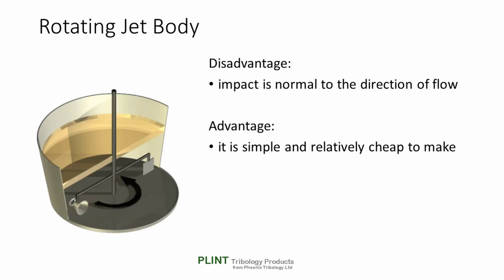The rotating jet body erosion rig comprises a rotating arm with the jet body immersed in a stirred vessel. The contraction in the jet body accelerates the mixture, which is discharged normally against a specimen attached downstream of the jet. The disadvantage of this type of rig is that the impact is normal to the direction of flow. It should be noted, however, that two-dimensional as opposed to three-dimensional contraction with twin samples mounted in the flow, like a wedge model in a wind tunnel, would allow tests to be performed with a well-controlled oblique angle of incidence. The advantage of this type of rig is that it's simple and relatively cheap to make.